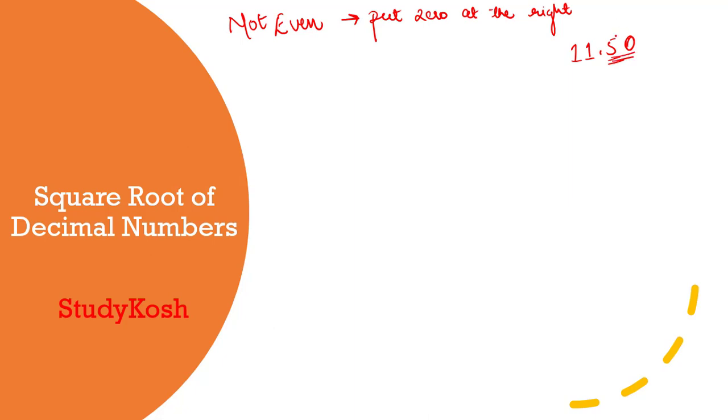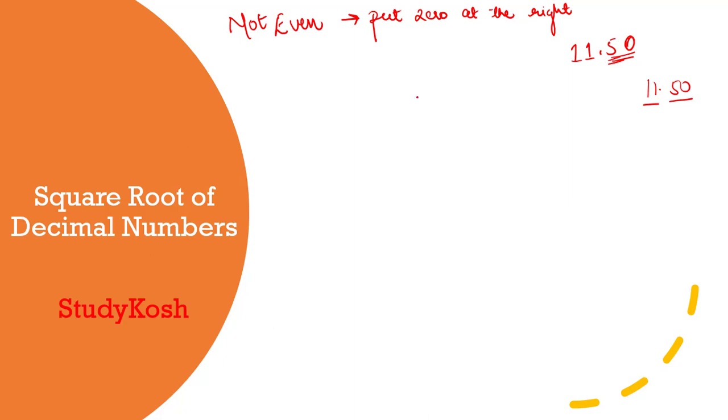Now the periods are marked in the same way as in the previous explanation. You'll start from the right hand side to mark the periods, like 11.50. This is one period, this is the second period. Now let's take an example.